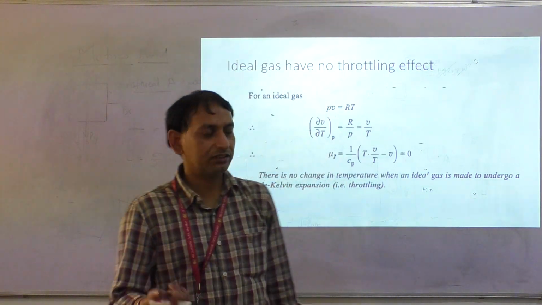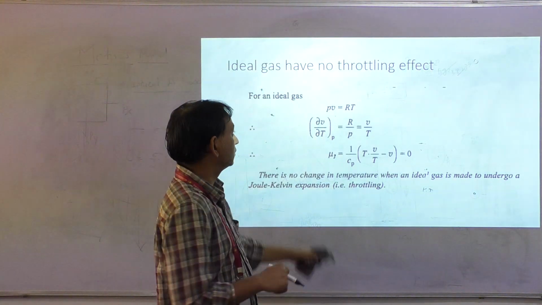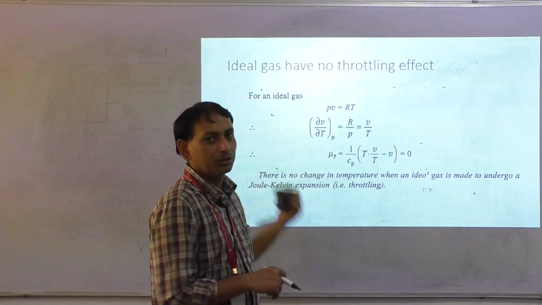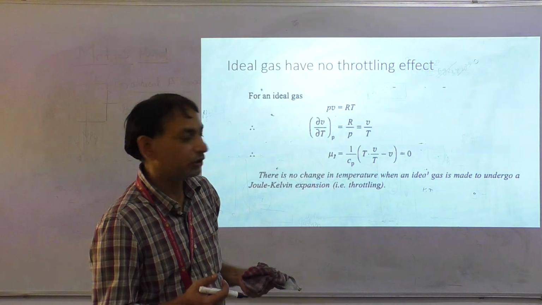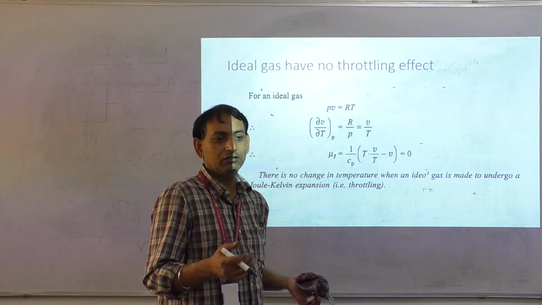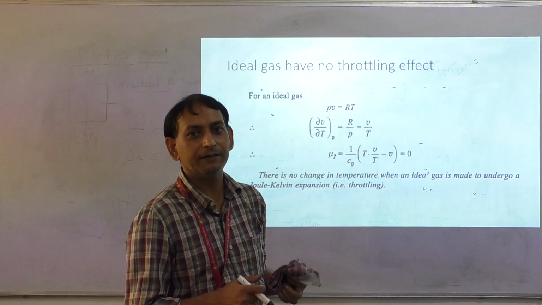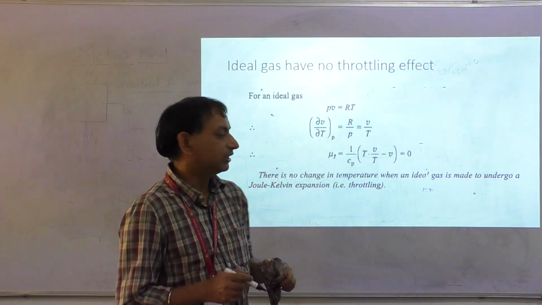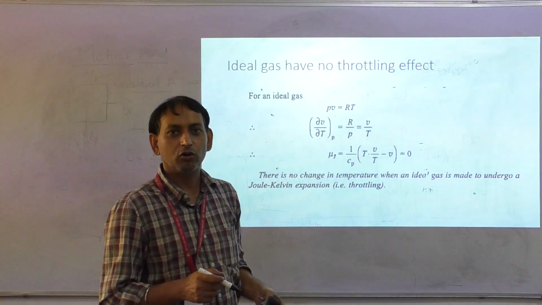But there are certain gases, like hydrogen, which cannot be cooled with the help of throttling, because the maximum inversion temperature of hydrogen is very low. The gases that can be cooled by throttling have a high maximum inversion temperature. That is why most gases can be cooled down by the throttling process.